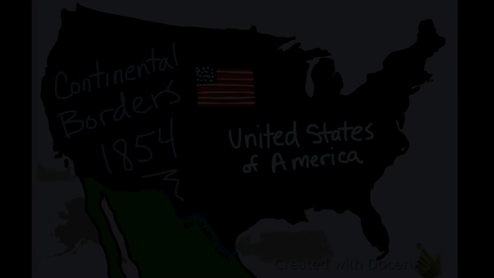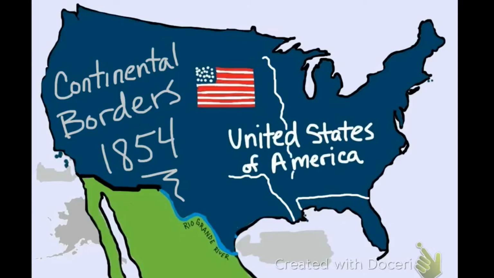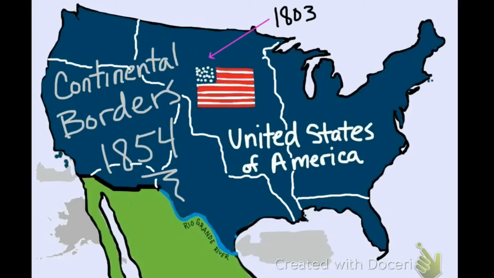I want to review how we acquired all the land that we have here. First up is we acquire the Louisiana Purchase in 1803. Thomas Jefferson leads that up. In 1819, we acquire Florida. Jackson and Monroe, John Quincy Adams is involved, but we get that land in 1819.